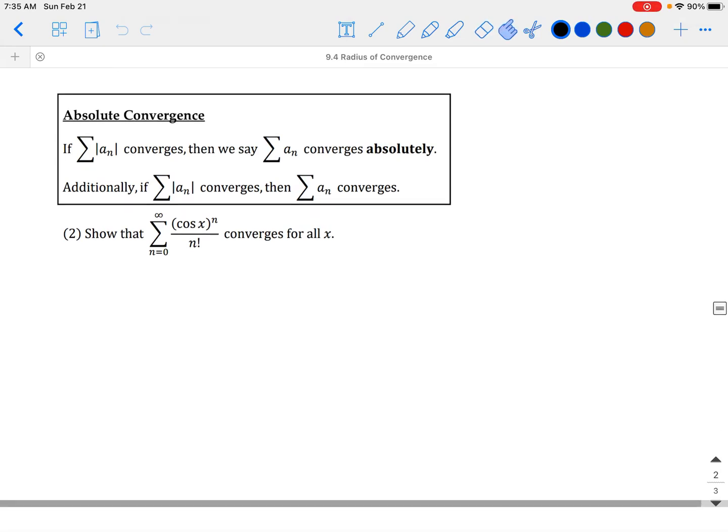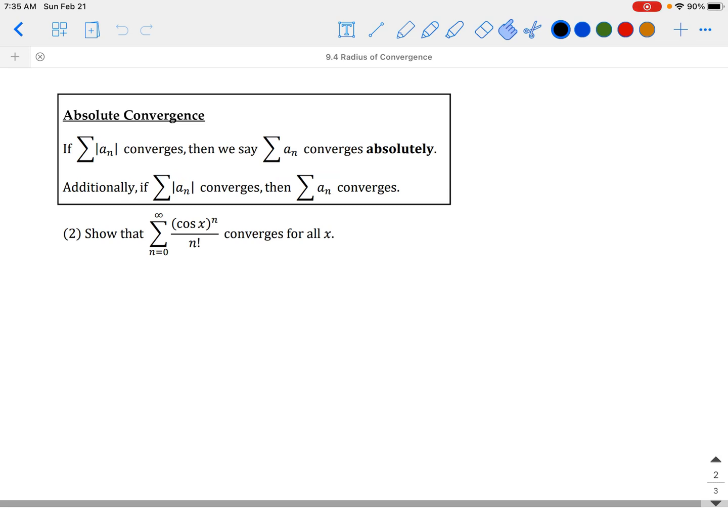All right, so we're going to finish the 9.4 notes here. So we're going to look at absolute convergence and the ratio test. So for absolute convergence, this is if we take the series of the absolute value of our sequence. If that converges, then the original series converges.